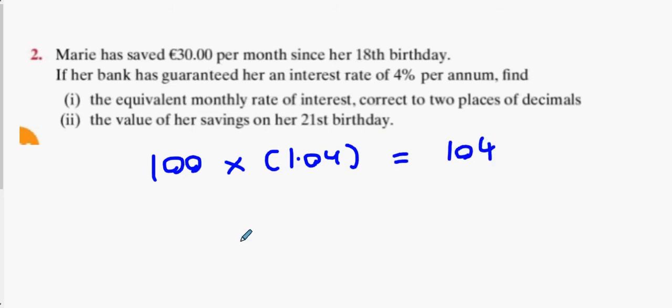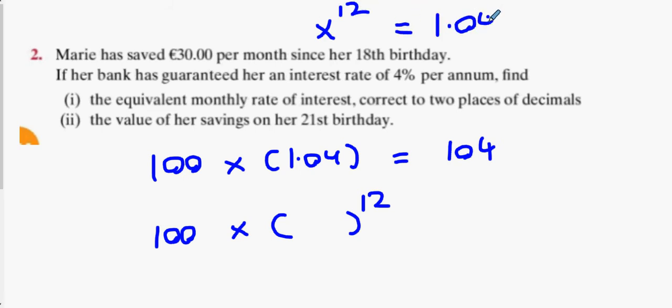So €100 times 1.04 makes it 4% bigger, okay? Now, I need another number that, if I multiply by this number 12 times, will only result in a 4% increase. Is that okay? So how we do this is that we say x to the power of 12 equals 1.04. Is that okay?